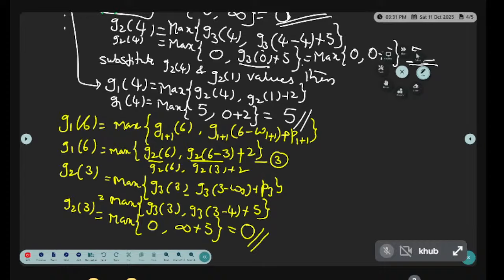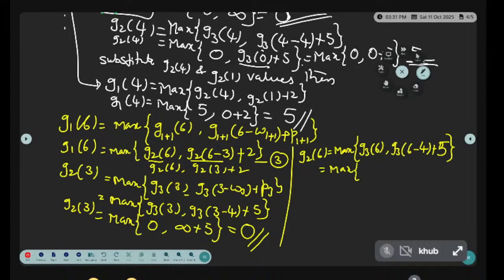What about G2 of 6? In equation 3, G2 of 6 is also needed. G2 of 6 is equal to the maximum of, note down, G3 of 6, comma G3 of 6 minus W3, W3 is 4, plus P3. The maximum of G3 of 6 is, next, 0. 6 minus 4 is G3 of 2, G3 of 2 plus 5. In the sequence order, just note this down.